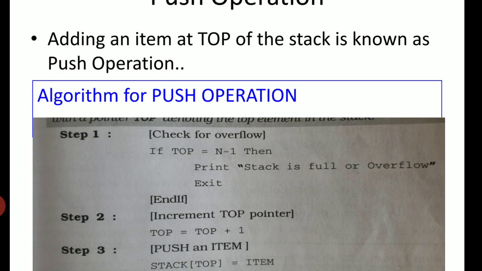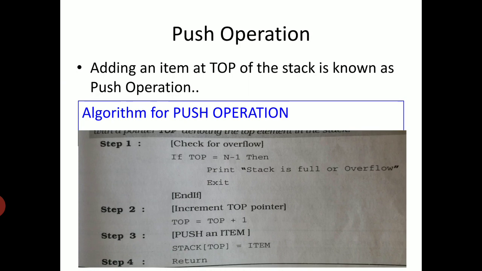Come to the second step. If top equal to n minus 1, here instead of size we have taken n, where n is nothing but the size of a stack. So if top equal to size minus 1, as I already said, if we have a stack of 10 values, then size minus 1 is going to be 9. If top is at size minus 1 or n minus 1, if it is true, then in the next step we are going to print stack is full or overflow, and exit from there. That means you cannot add. If it is false, then you come to the next step, that is top equal to top plus 1.